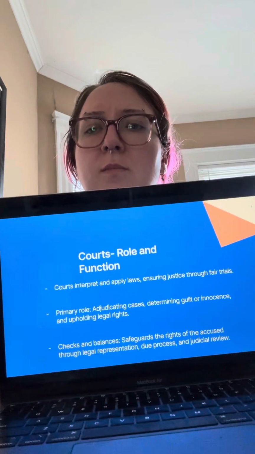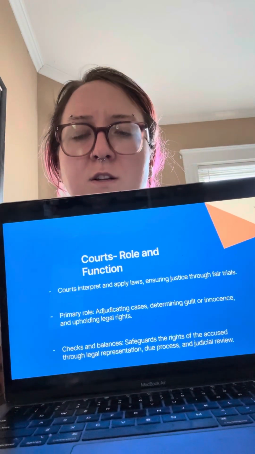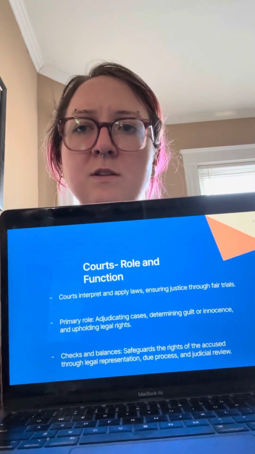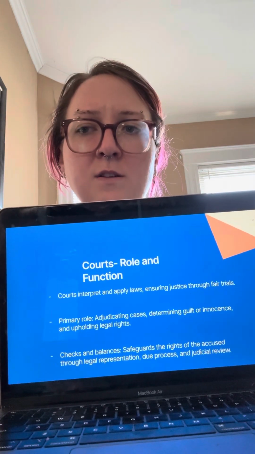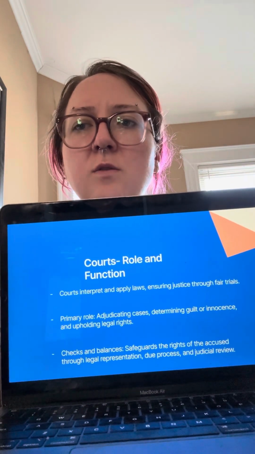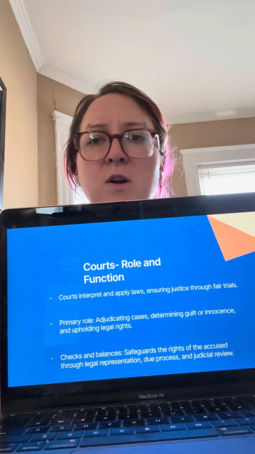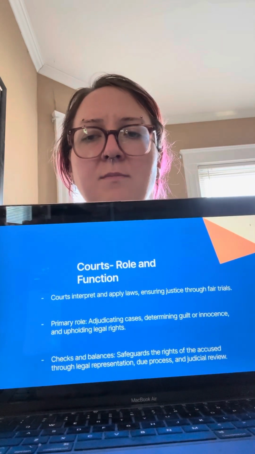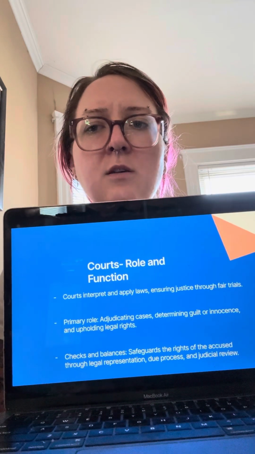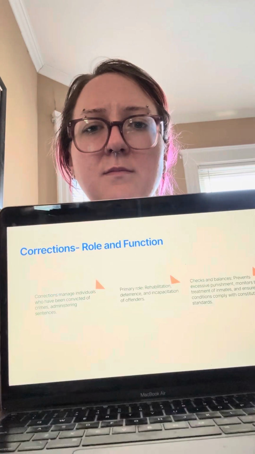The courts are the second component. Judges, prosecutors, and defense attorneys work here. Their main job is to interpret the law, conduct fair trials, and determine guilt or innocence. Courts ensure the rights of the accused are protected by overseeing police conduct, ensuring due process, and allowing appeals when necessary. They're a key balancing force between law enforcement and corrections.